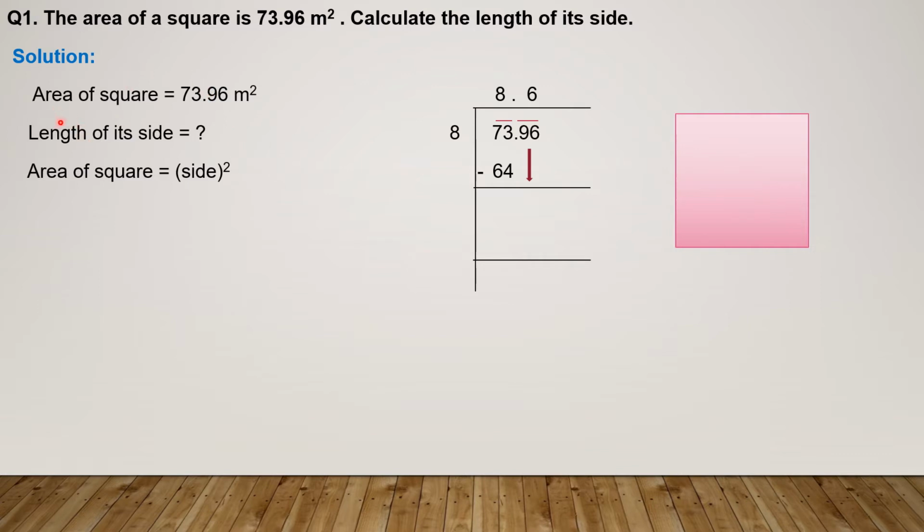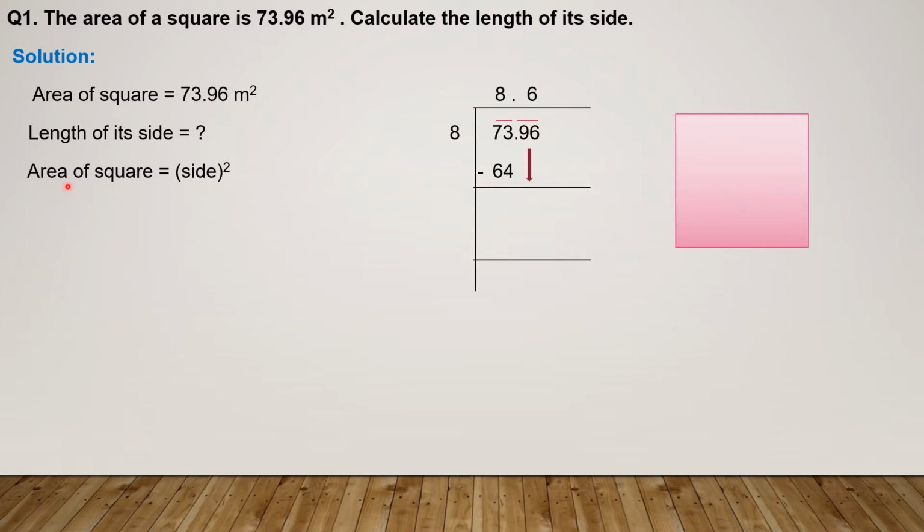Now area of square is given to us. Area of square is equal to 73.96 meters square. So students, we must use this given information, that is area of square. For this you should know the formula of area of square. Area of square is always equal to side square, or you can say side multiply by side. This is the formula of area of square. So we will apply area of square is equal to side square.